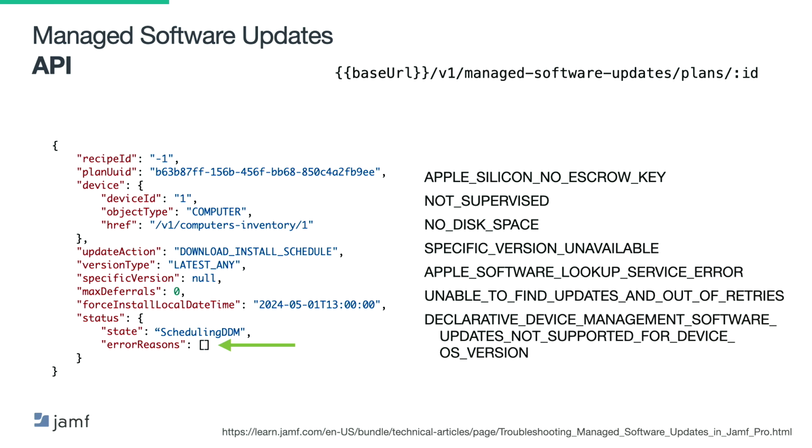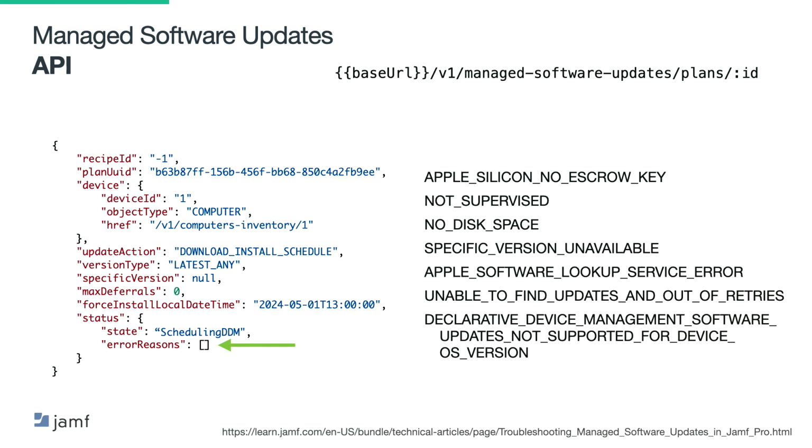The device management has sent the declaration to the device, but it didn't work. It's Apple Silicon. There's no escrow key. It's using the Bootstrap token to try and authenticate that update, but it didn't have one. It's not supervised. There wasn't enough disk space. The specific version that was sent down, the device has decided it doesn't want to install that version. Apple software update lookup service error. Systems sometimes don't work or aren't available. It was the proxy. There was a network issue. Unable to find updates and out of retries. It's going to time out.